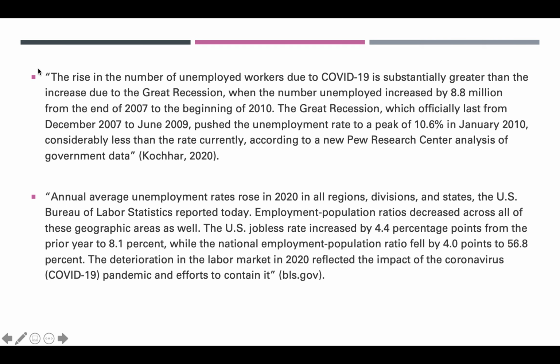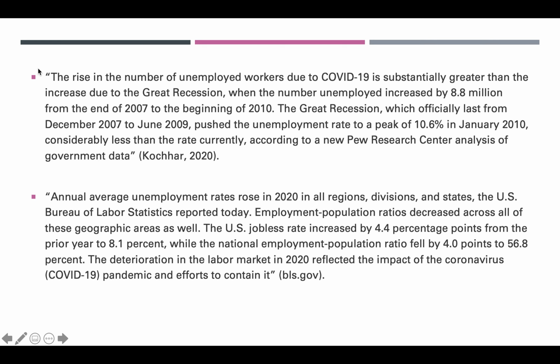The rise in the number of unemployed workers due to COVID-19 is substantially greater than the increase due to the Great Recession, when the number unemployed increased by 8.8 million from the end of 2007 to the beginning of 2010. The Great Recession, which officially lasted from December 2007 to June 2009, pushed the unemployment rate to a peak of 10.6% in January 2010, considerably less than the rate currently, according to a new Pew Research Center analysis of government data.